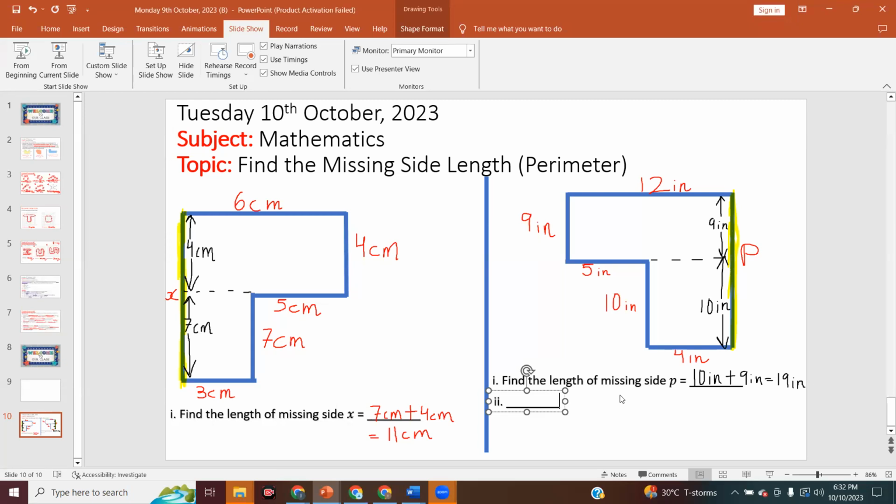All right, so this is 10 plus 9, give us 19. Okay, the follow-up question is: determine the perimeter of the shape. Put your answer inside the chat, please. You already know the length of that missing side. So what is the perimeter of the shape? Put your answer inside the chat for me, please, once you get it.